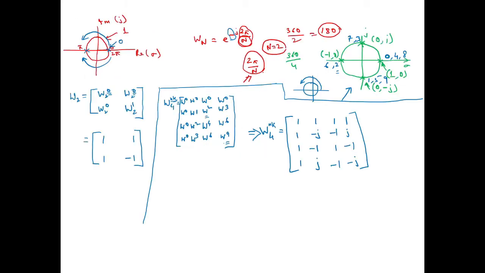Now, again, let us find out the Twiddle factor matrix for W2. Again, we have the same n values 0, 1 and k values 0, 1. So W2 0, W2 0, W2 0, W2 1. What is the value? 0, 0, yes, 0. So these are the values. e to the power 0 would always be 1. So W1 here is lying, right? So it would be minus 1. Simple.